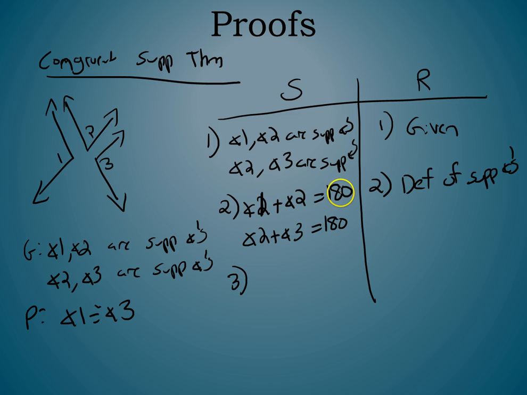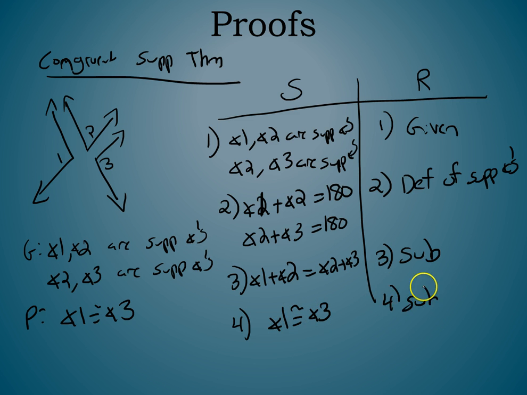Well, if both angle pairs have to add to 180, that means they must equal each other, because they both equal 180. So angle 1 plus angle 2 would equal angle 2 plus angle 3. This is our substitution property. We are replacing 180 right here with angle 2 plus angle 3, because angle 2 plus angle 3 also equals 180. We notice in this equation, angle 2's will cancel out, they will subtract out, leaving just angle 1 congruent to angle 3. And that's our subtraction property. And that's your first angle proof, our congruent supplements theorem. Okay, again, very similar logic to what we saw in the segment proofs, so make sure you understand the material there.